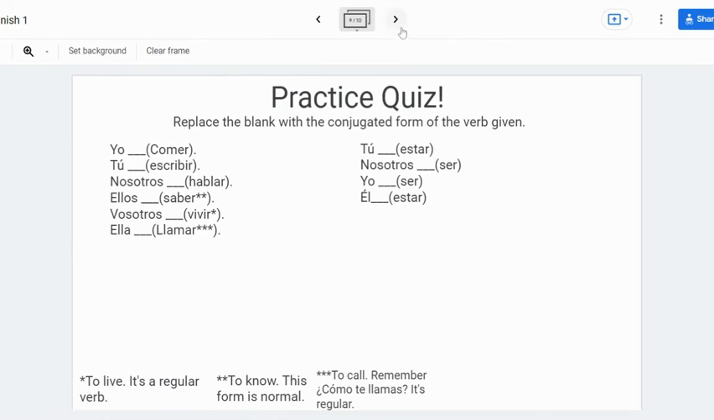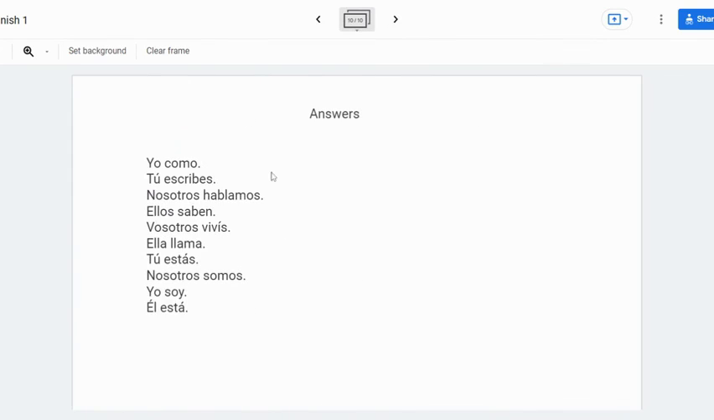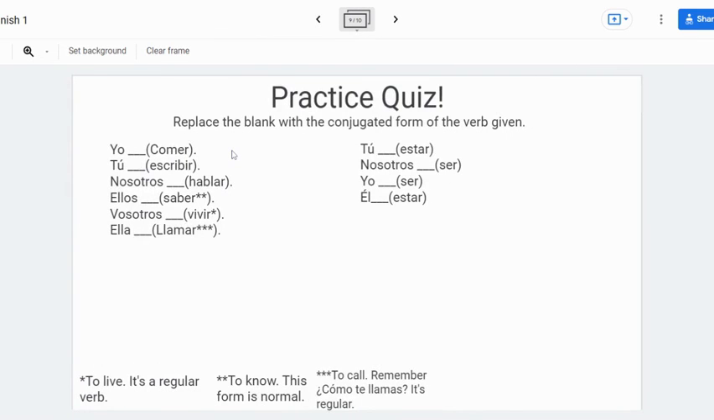Ella, blank, which is the last question that does not have to do with ser and estar. The answer here is ella llama. The reason behind this is that the verb llamar is a regular verb, and since its ella form is regular, you just drop the AR and add an A, giving you llama. The final sentence is ella llama.